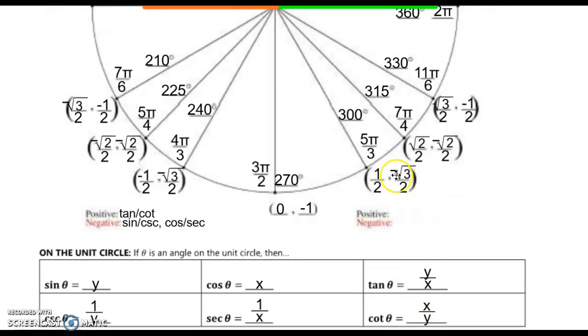And then finally in quadrant 4, where the x's are positive but the y's are negative, sine is negative because it's the y and its reciprocal is negative. Tangent is negative because it has a y in it, as well as its reciprocal cotangent. But because x's are positive, cosine and secant, which are only made up of the x-coordinate, are still positive.